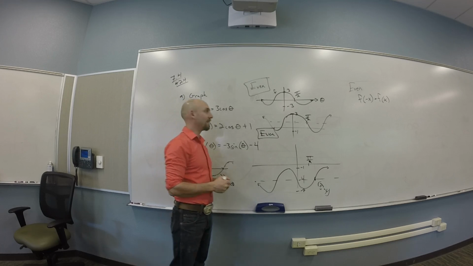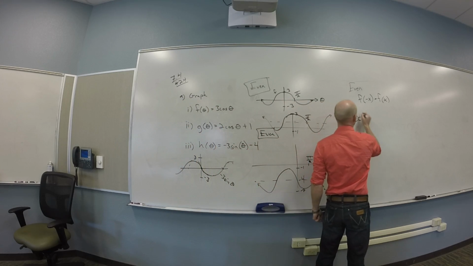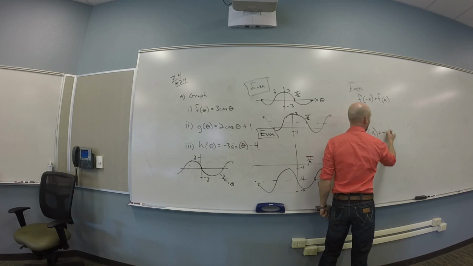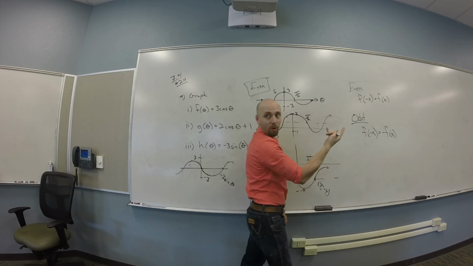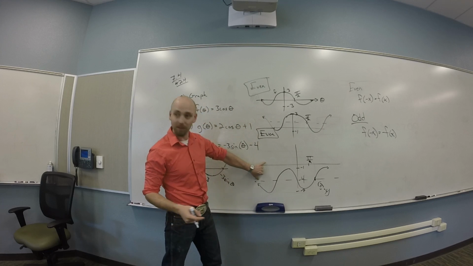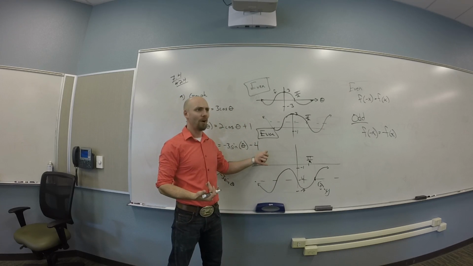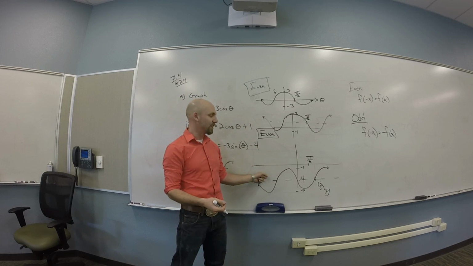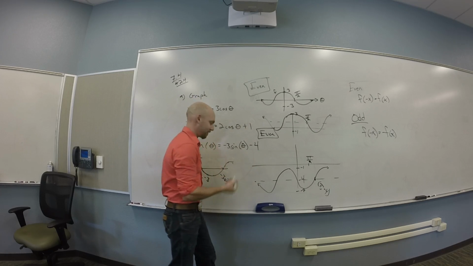Odd is f of negative x is negative f of x. So that's a horizontal flip and a vertical flip being the same. If I vertical flip this thing, no, it's not. Right, it all ends up positive. That's not going to be what I'd get out of a horizontal flip. So this one's neither even nor odd.